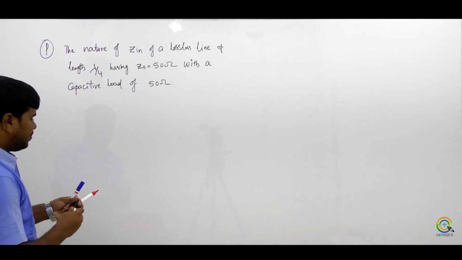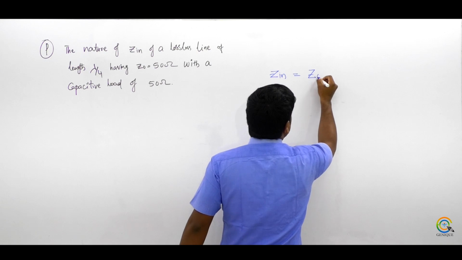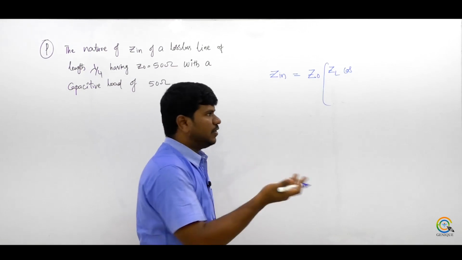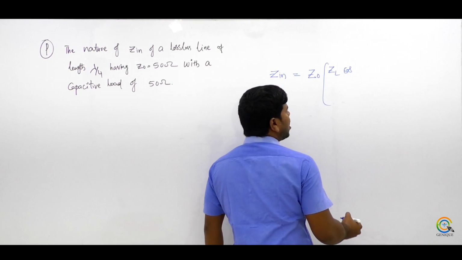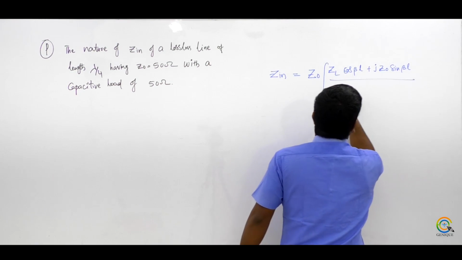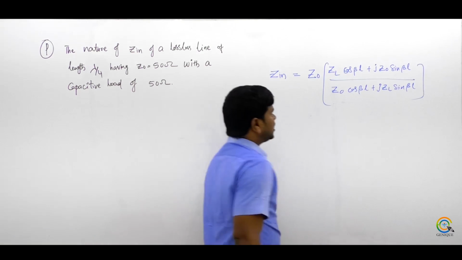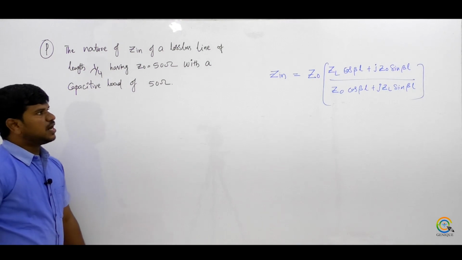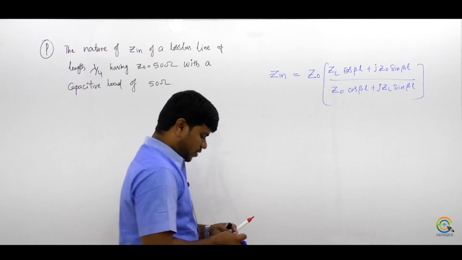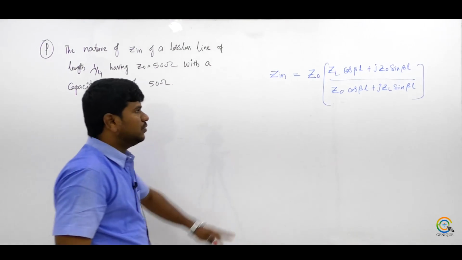We already know the input impedance expression. Z in is equal to Z0 into (ZL cos beta L plus jZ0 sin beta L) divided by (Z0 cos beta L plus jZL sin beta L). Cosh will not come here because the hyperbolic functions are approximated into trigonometric functions. You should remember this expression, since it will be beneficial, and maximum problems will be solved if you remember it.